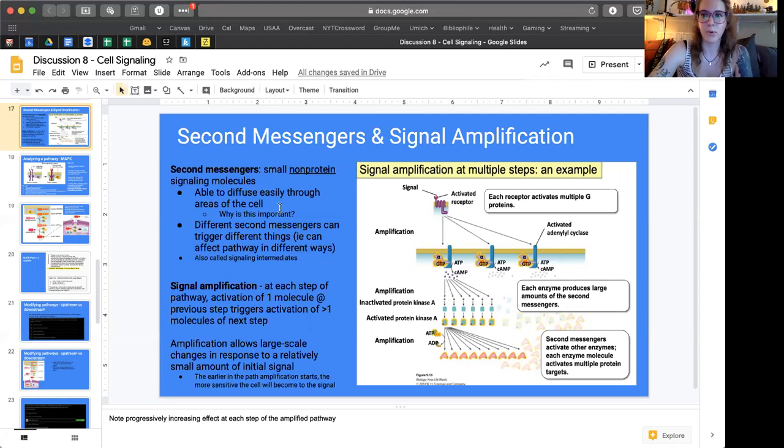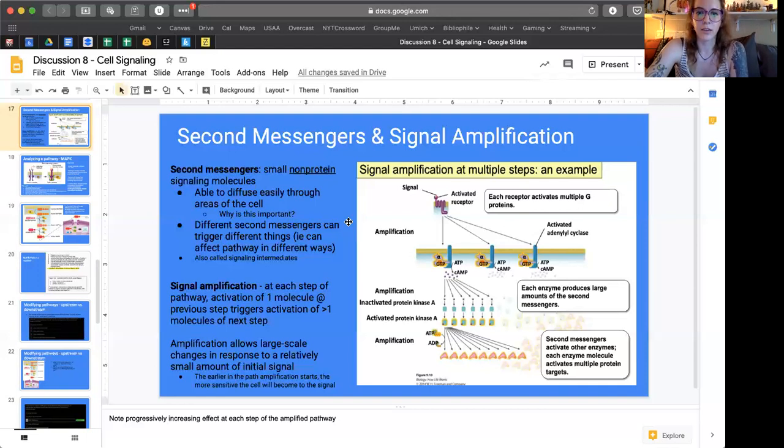And so the reason why this is important is, one, diffusion is going to be really important for signal amplification, so that the second messengers can reach a lot of whatever it's doing in the next step. If it's activating an enzyme, it can reach those enzymes, etc. And the ability for different second messengers to trigger different things is really important because we want to be able to respond to a wide variety of situations and conditions.